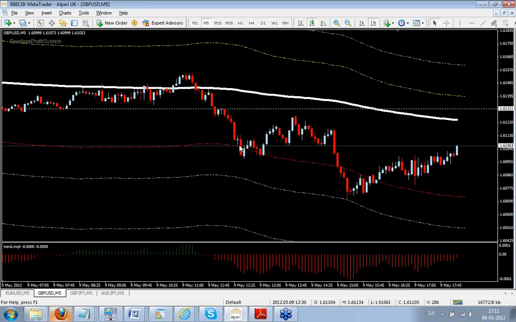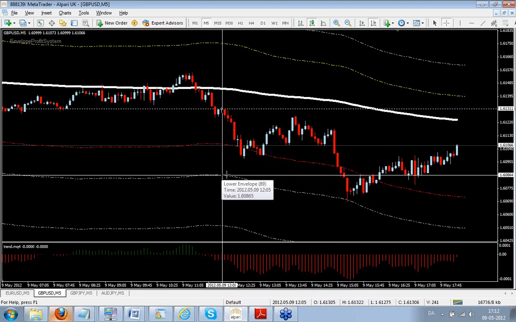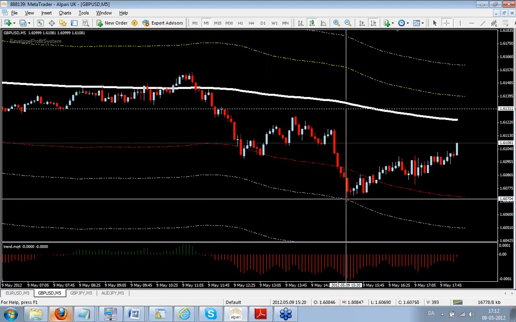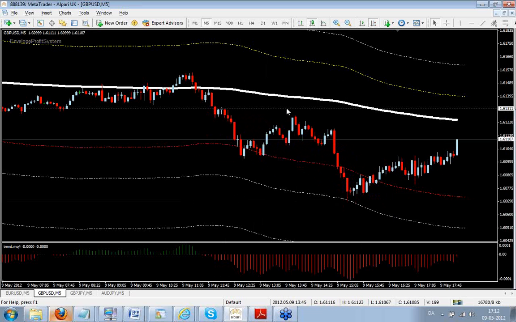If you're a scalper, you take profit here. If you're a little more like a longer term trader like I am, you will take your profit down here. If you're in front of your computer and have time to update your take profit, you would have taken profit down here. You had a nice winning trade.